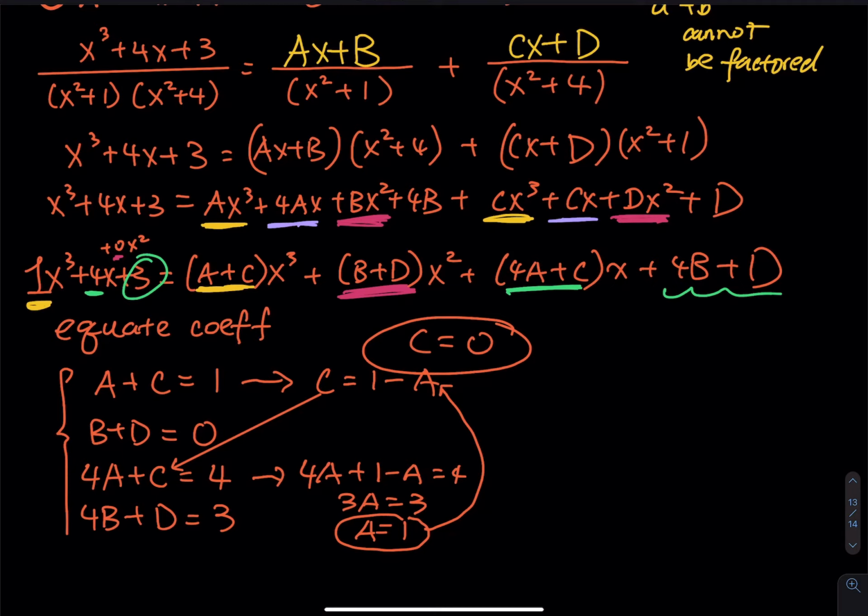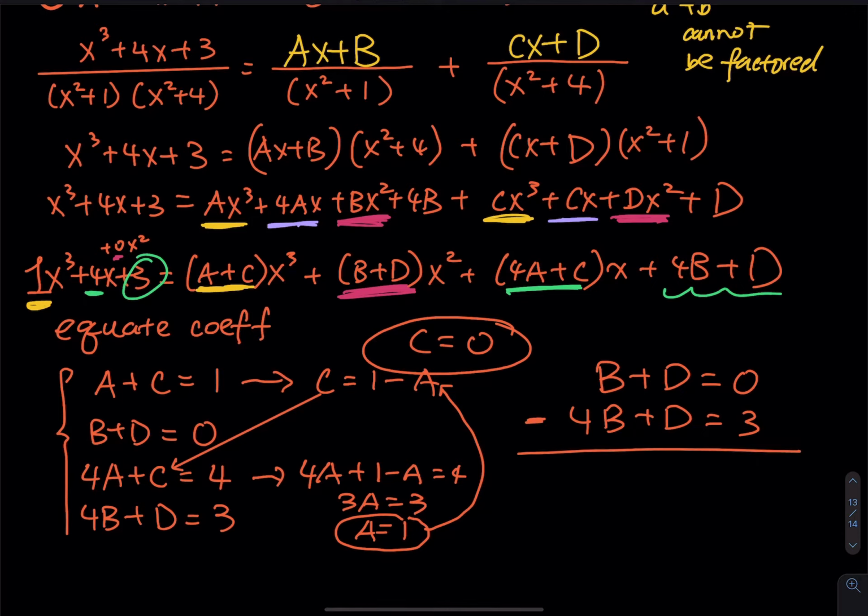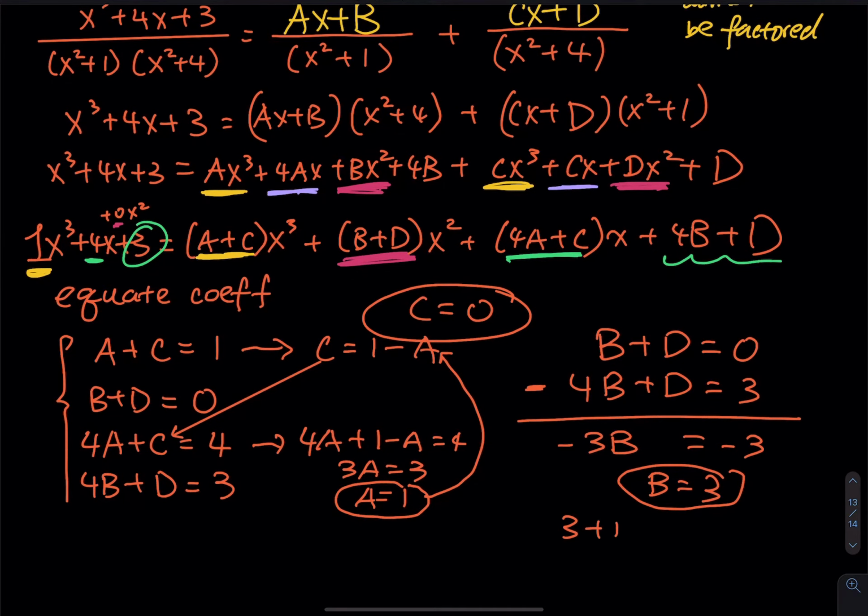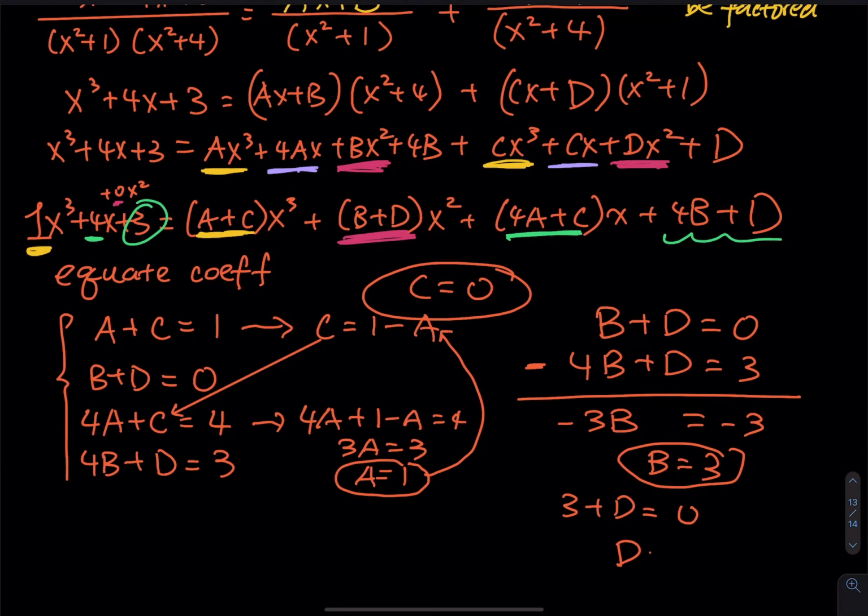What about b and d? So we have b plus d equals 0, and 4b plus d equals 3, right? If we subtract them, 1 minus 4 is equal to negative 3, so we have negative 3b equals negative 3, and then b is equal to 3. When b is equal to 3, we have 3 plus d equals 0, then d is equal to 0. All right, I got a, b, c, and d.